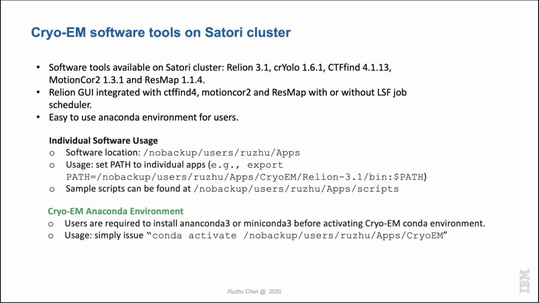The whole package includes Relion, cryo-YOLO, CTFFIND, MotionCor2, and ResMap. All the software is able to run, and some of the modules actually replace the Relion module to run better on the AC92 nodes. So we have everything from motion correction to modeling ready in the package.